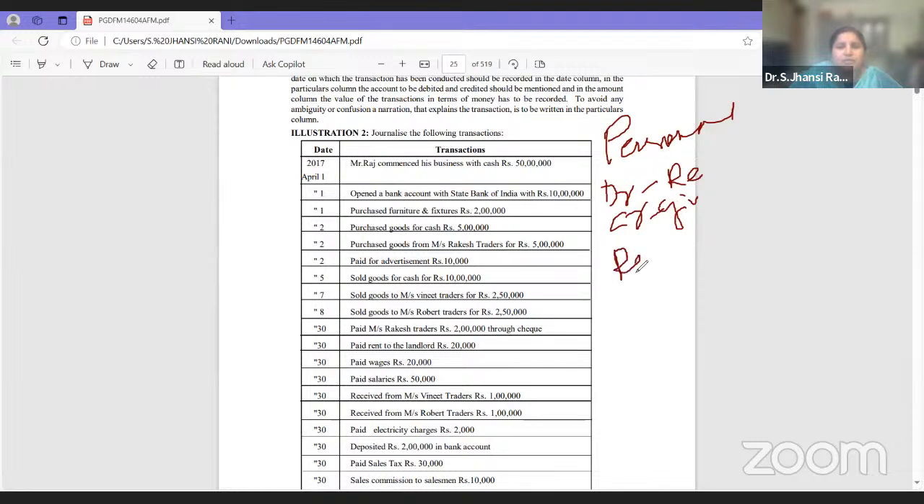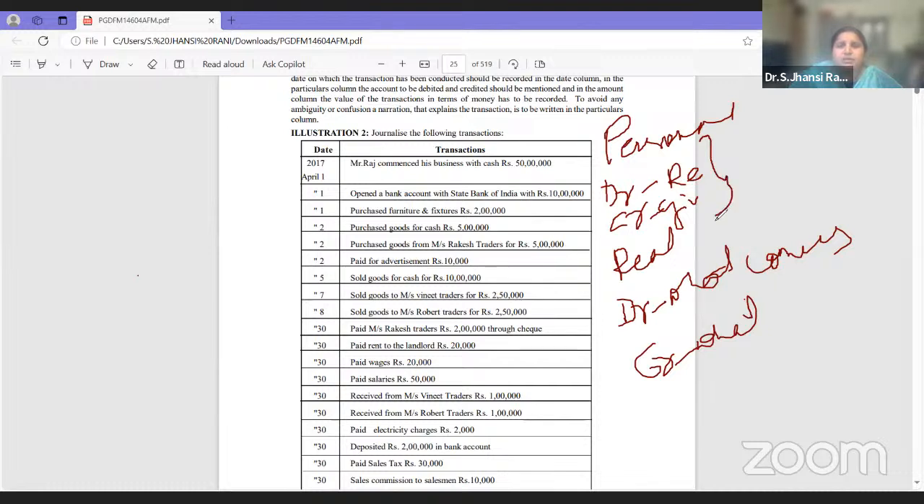And for real account, the rule was debit what comes in, credit what goes out. This is about real account. In personal account, we talk about the names of persons, institutions, companies, organizations, or banks. In real account, we talk about the things or assets which we can touch, see and feel, or liabilities. That all comes under the real account.